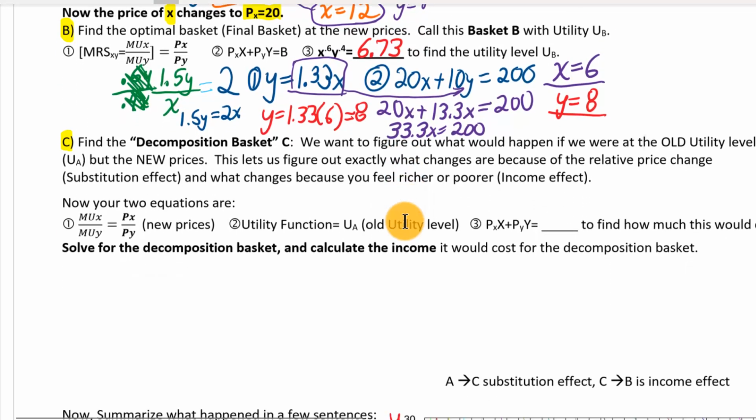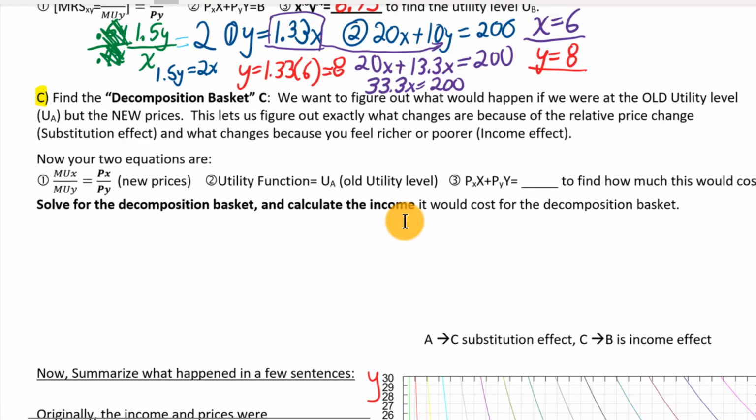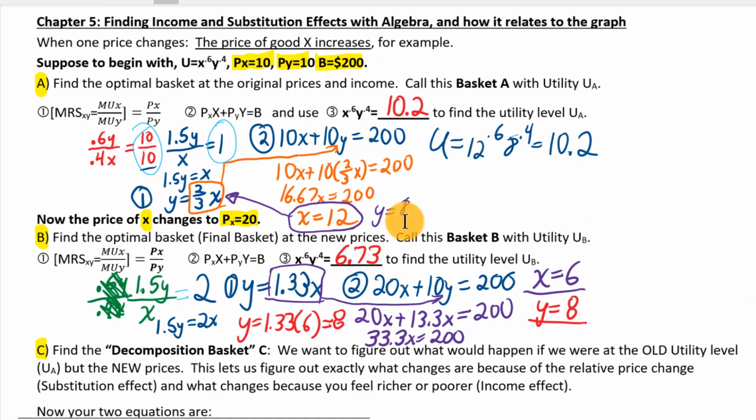Now let's solve this decomposition basket. What we're doing here is saying, okay, suppose we were a benevolent dictator. Benevolent dictator means you're the ruler of a country and you see your people are being hurt and you're benevolent, you're nice, you're a good king. And you don't want your people to be hurt. You don't want them to be sad. So you say, my people, I'll give you some money. I want to make you whole. I want to make it to where you're not sadder. I don't want your utility to go down from 10.2 to 6.73. How much money do I need to give you?